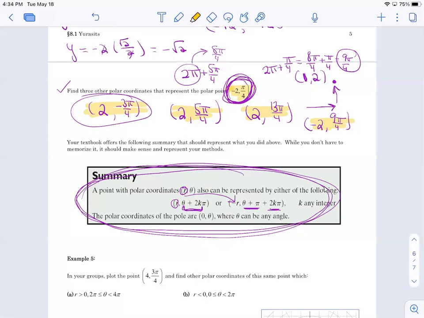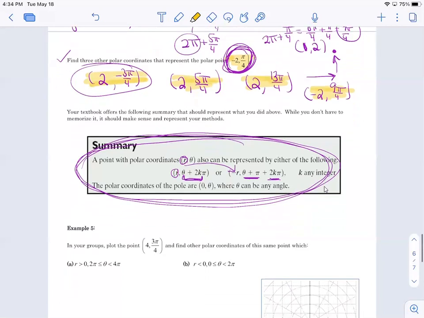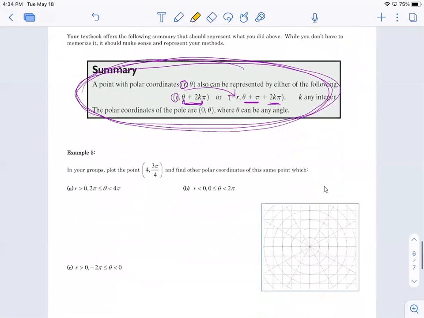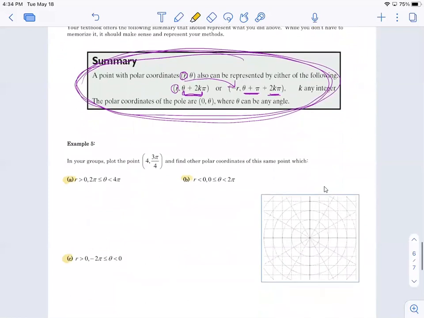Now, because there's all these different ways, and we're not limited to these 4. There's so many out there, infinitely many. How we're going to do it in our book, in our homework, is I'm going to give you restrictions. So then we have to come up with the same answers.